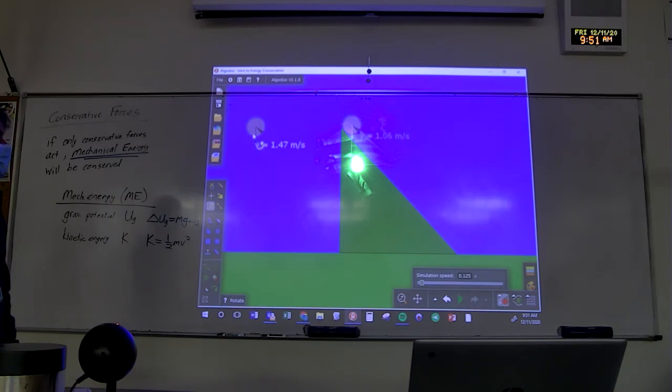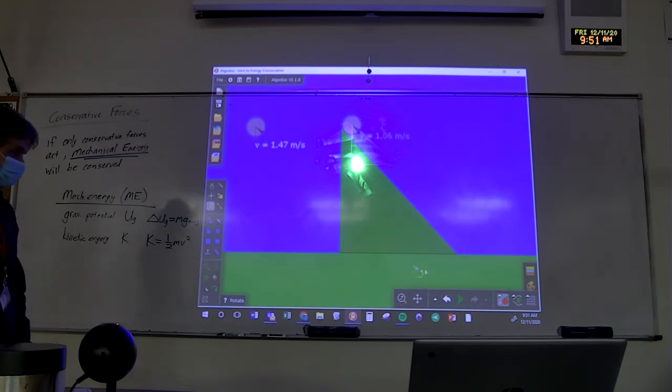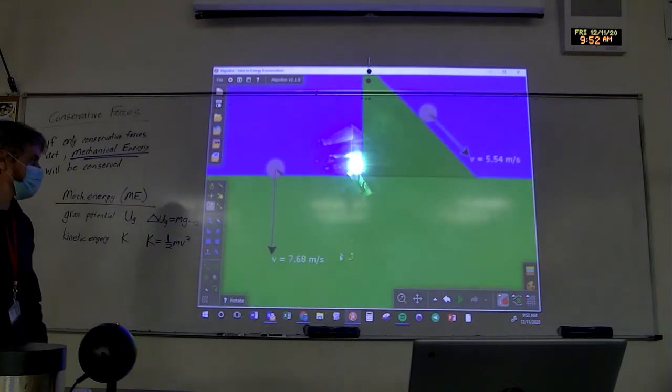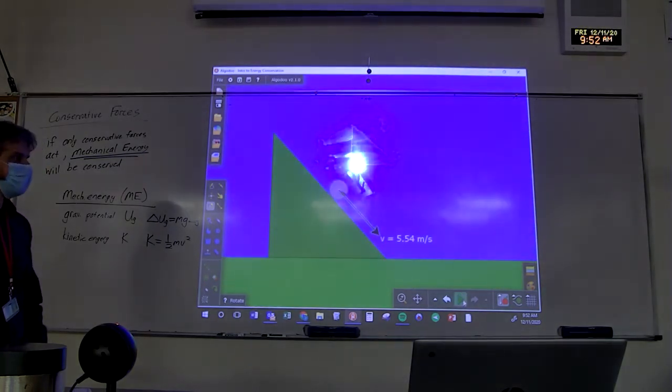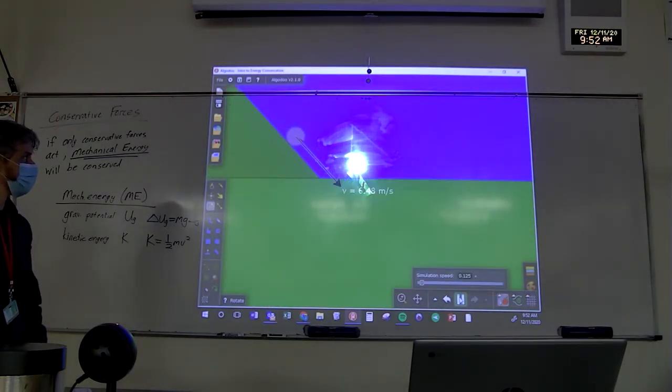Now, obviously, this guy's going to get there faster because he's falling straight down. He's not sliding down a ramp. But they will end up with the same final speeds. So this guy, right when he hits the ground, is moving at 7.68 meters per second. This guy takes a little longer, but by the time he hits the ground, look how fast he's going.